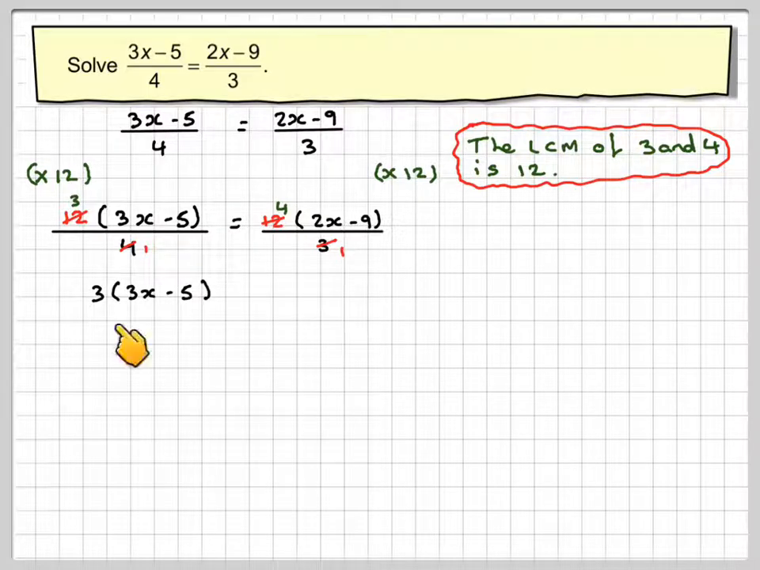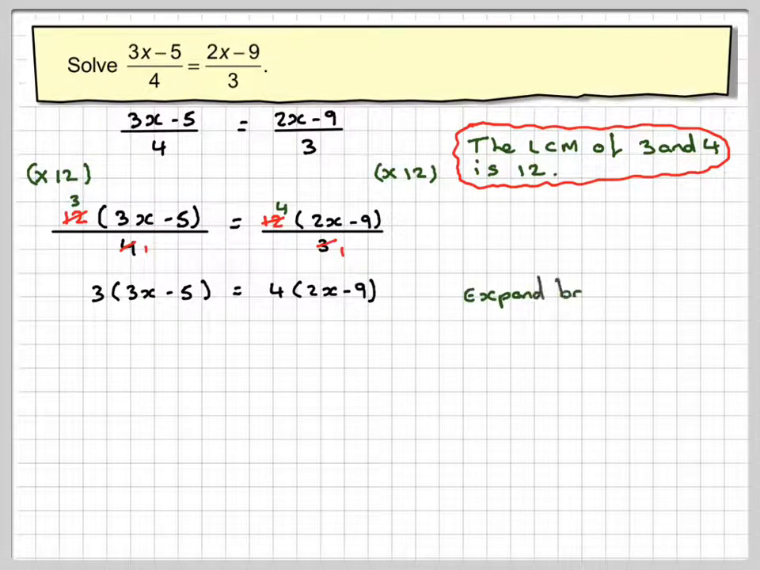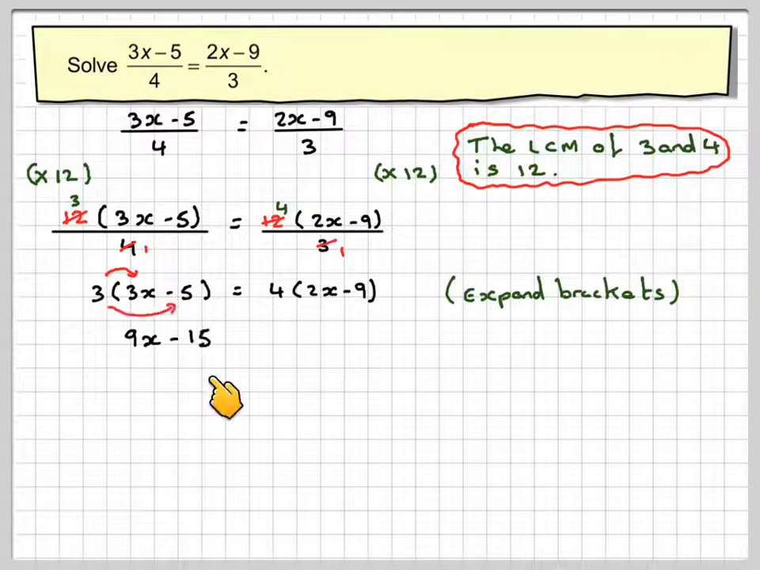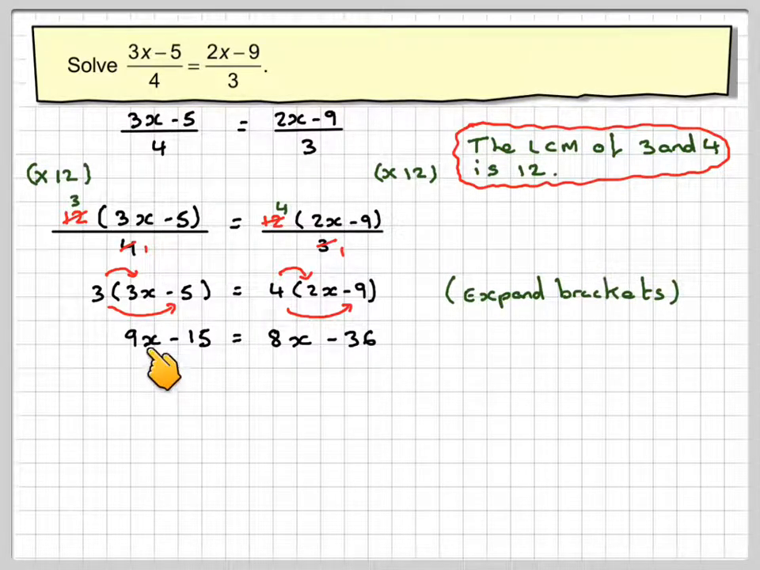So we now have to solve 3 times (3x minus 5) is equal to 4 times (2x minus 9). So expanding the brackets, we're going to get 3 times 3x, which is 9x, 3 times minus 5, which is minus 15, 4 times 2x, which is 8x, and 4 times minus 9 is minus 36. You then look at 8 and 9, which is the lower.